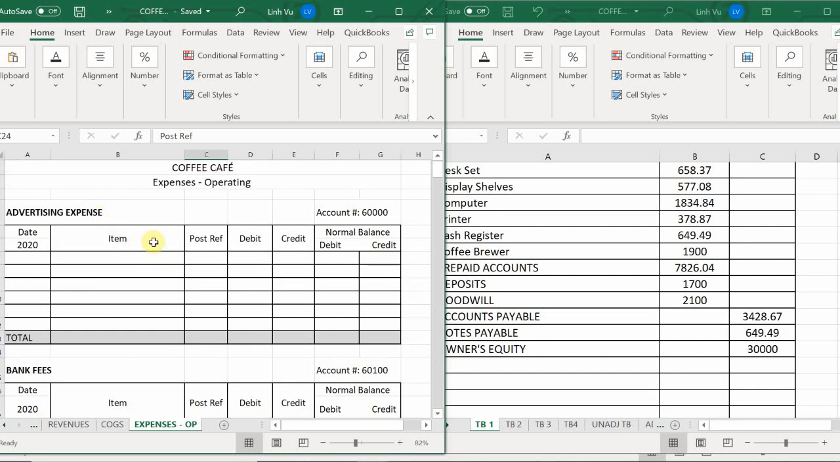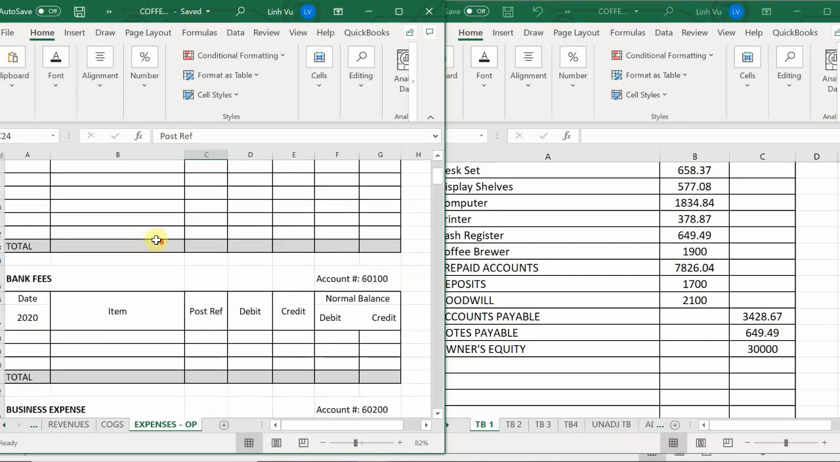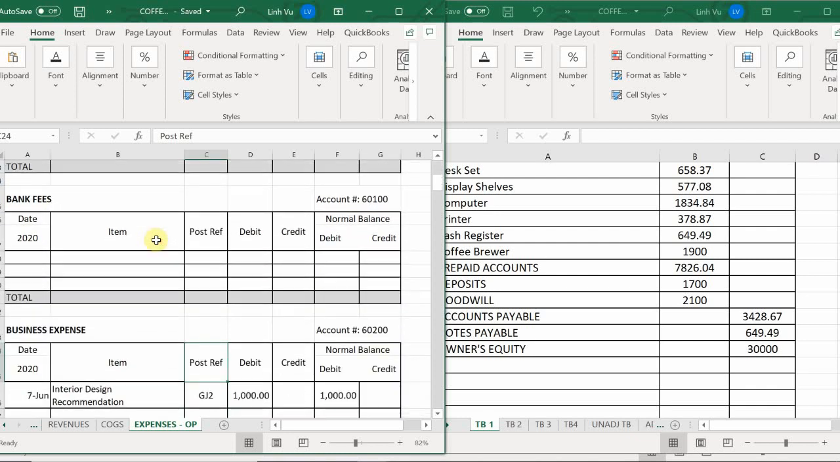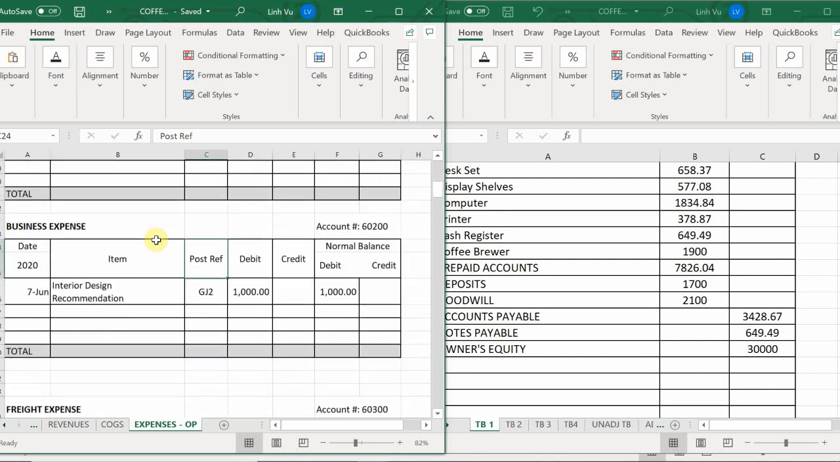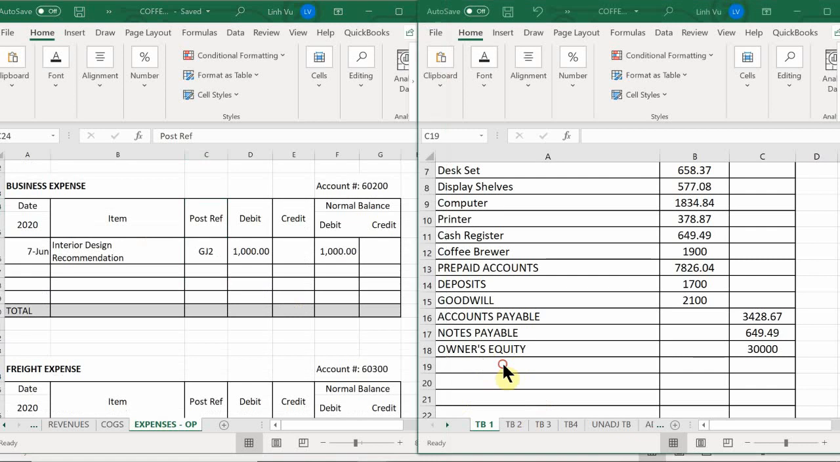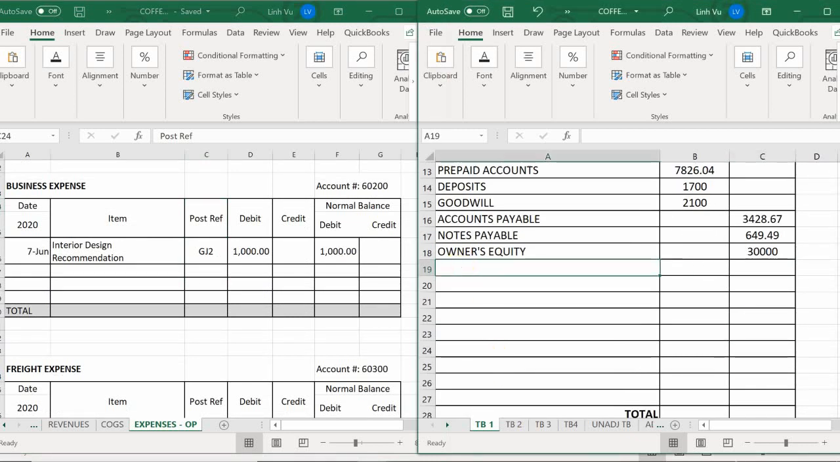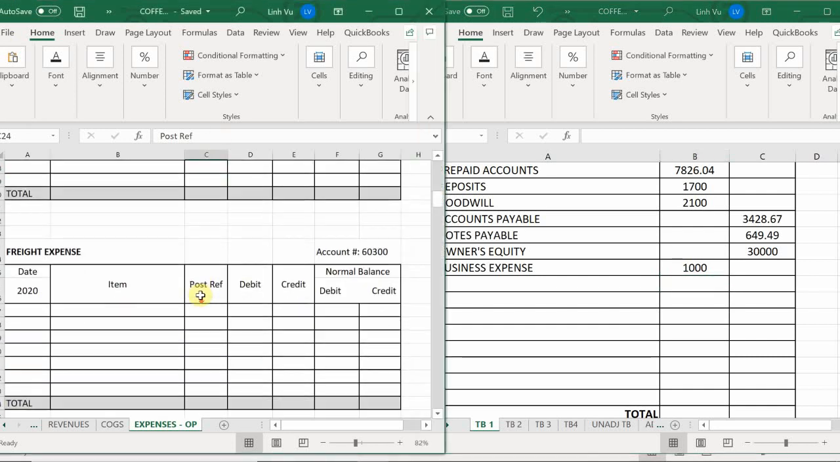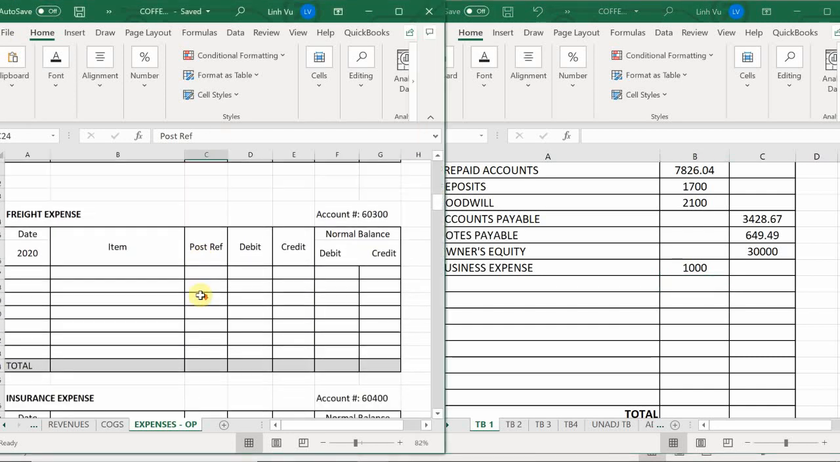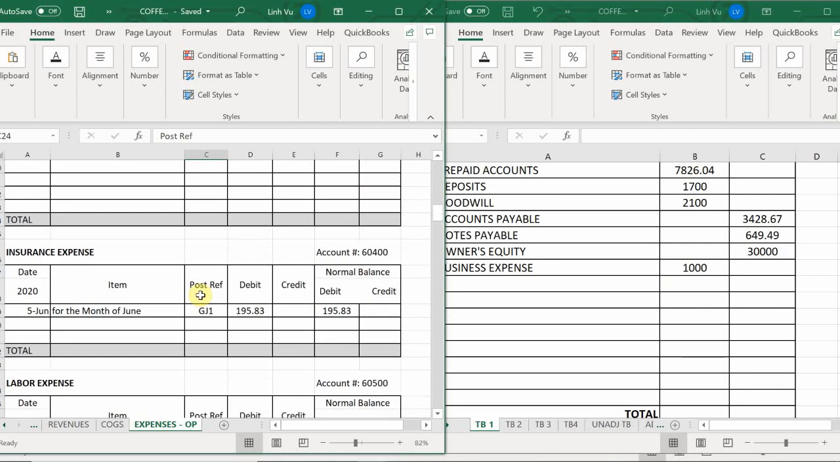Did we encounter any advertising expense? No. Any bank fees? We haven't even received our bank statement yet, so no. What about business expense? Yes, we do. We have $1,000 on the debit side. Did we have any freight expense? We didn't purchase any inventory, so nothing there.